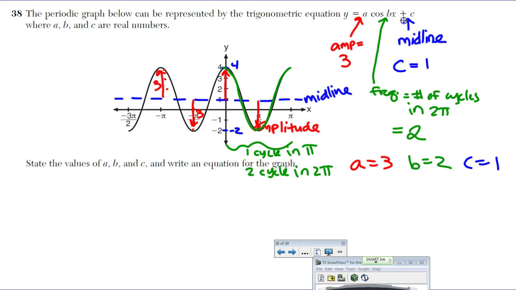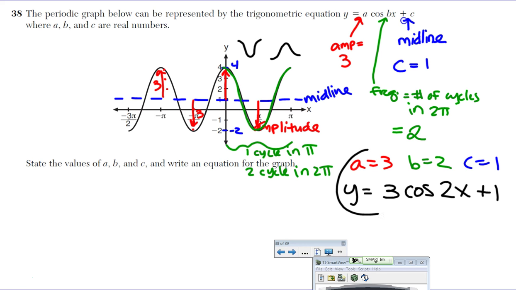And now I can just write my equation with it filled in. y equals, now 3 for A. Be careful, this is a cosine graph. It does go like that. If the graph were upside down, you'd have to put a negative in front of the 3. But it is positive. Cosine, it's 2x for the bx, plus 1 for the c. And those would be your answers.